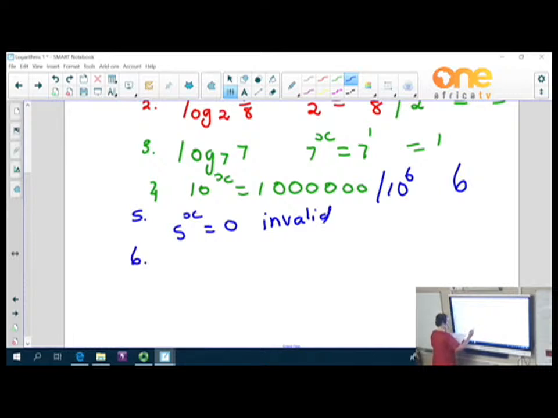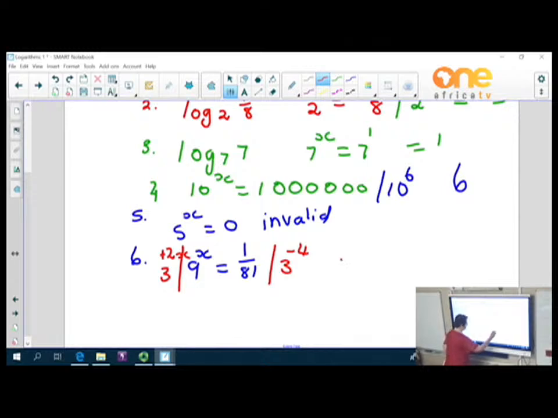Question 6. 9 to the power of what is 1 over 81. Changing it to the same base. So this one is 3 to the power of -4. And this one is 3 to the power of positive 2x. So the bases are the same, and I can then say that 2x is equal to -4, which makes x equal to -2.